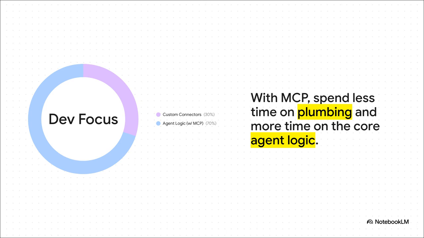And this right here, this is the real payoff. As a developer, think about where your time goes. So much of it is spent just building custom connectors, all that boring, repetitive plumbing. With a standard like MCP, you let it handle all that heavy lifting. And that frees you up to spend your time and your brain power on what really matters, the cool, unique, intelligent logic of your agent.